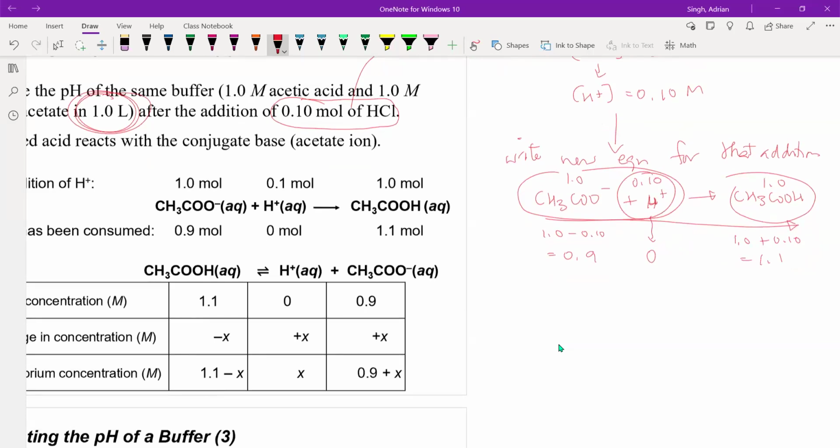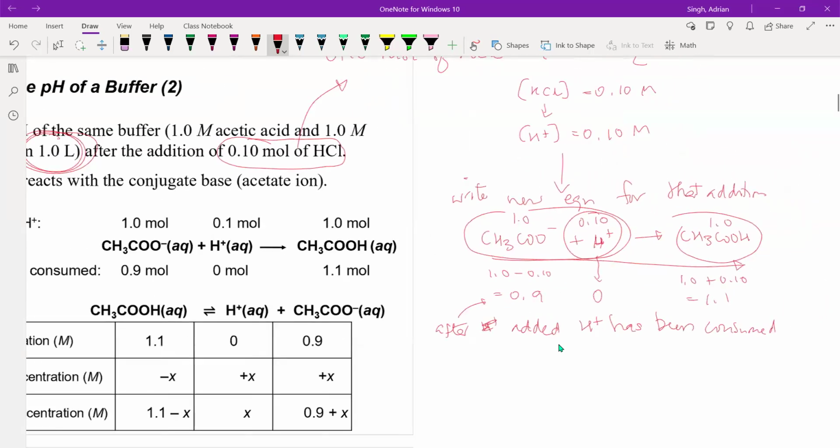Okay, so this is what we have after the added H+ has been consumed. So this is a two-step process that you think about. When you add the acid, how is that going to affect the buffer? Which part of the buffer system will react with it? Well, the conjugate base will react. It will use up, it will neutralize all of that acid that we've added. And as a result, their amounts will change, right? Based on the stoichiometry.